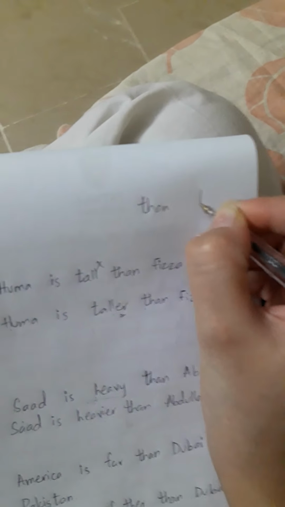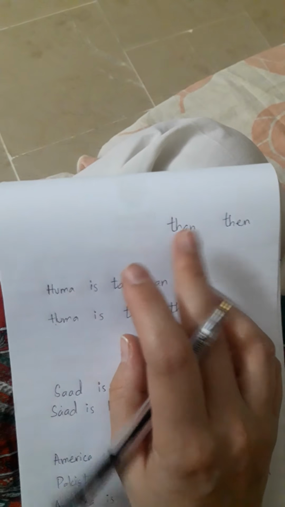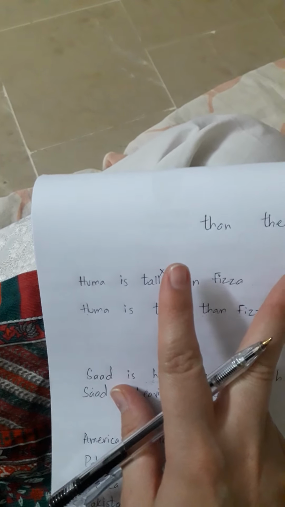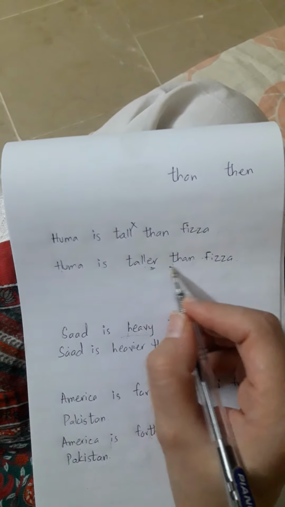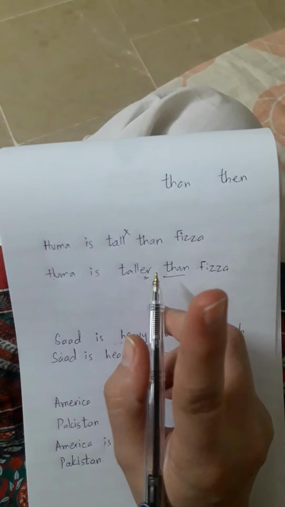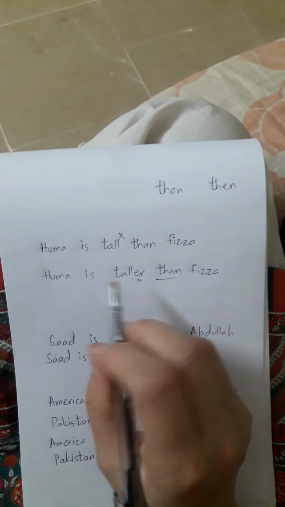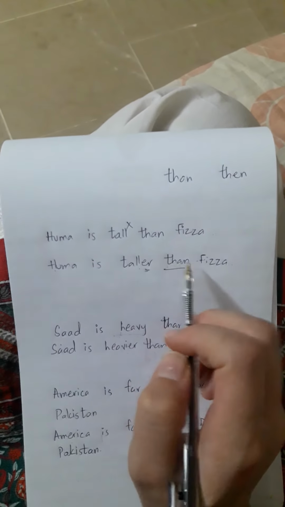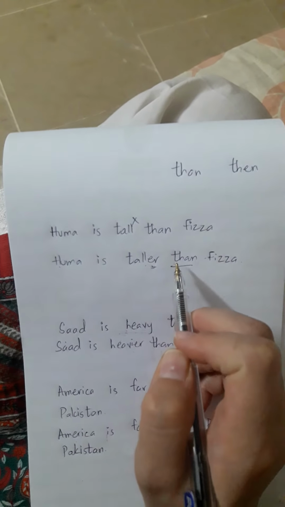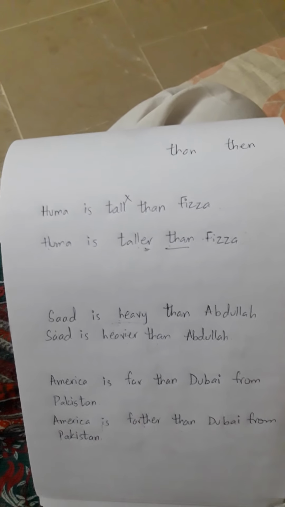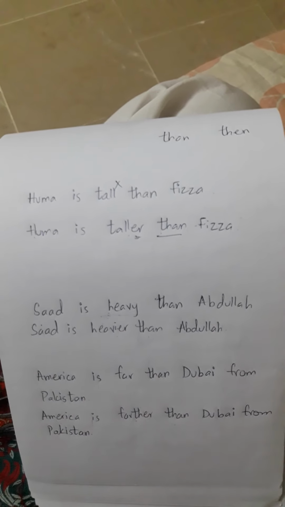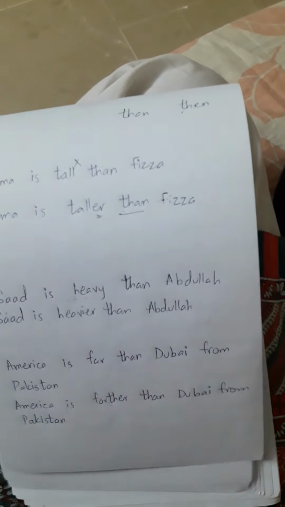Also remember one thing, you should know the difference between when to use than and when to use then. Whenever I'm comparing two things together, for example, Huma and Fiza, I will use the term than, T-H-A-N. Always remember that whenever we are comparing two things together, we use than. And whenever I am referring to time, I use then, T-H-E-N.